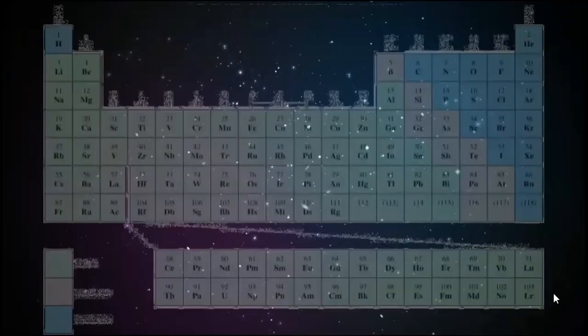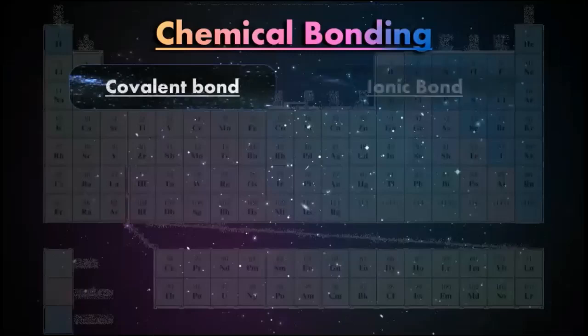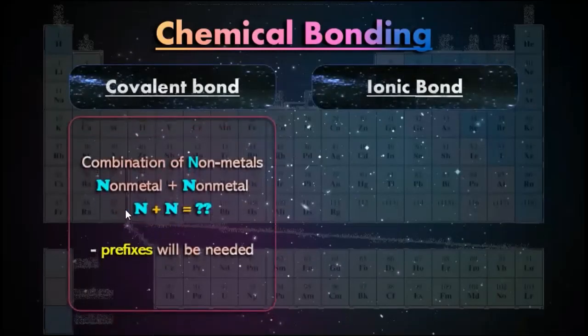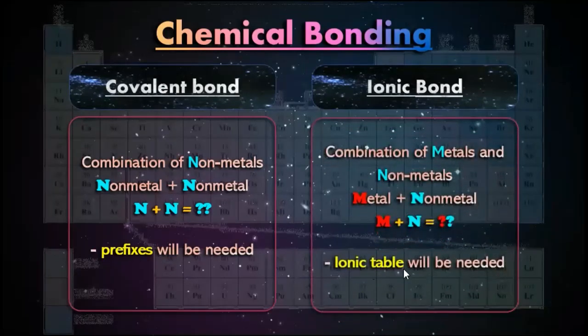Now, chemical bonding could be covalent bonding or ionic bonding. When we say covalent bond, it is the combination of nonmetals, nonmetal plus nonmetal, or sometimes nonmetals plus metalloid, but usually it's more on nonmetals. And we are going to use these so-called prefixes. And for ionic bond, it is the combination of metals and nonmetals, or cations plus anions. And an ion table will be needed for this topic. But for this lesson, we will focus first on covalent bonding.